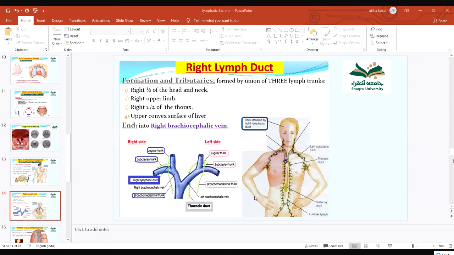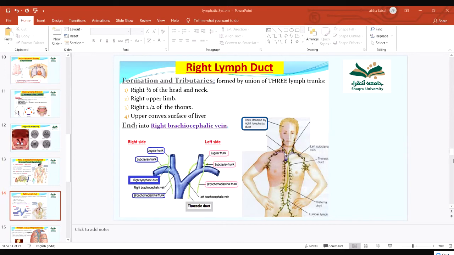The lymphatic channels from this right upper limb form the right subclavian trunk, and the lymphatics from the right side of your face and right side of the neck form the right jugular trunk. This right jugular trunk and right subclavian trunk both unite to form the right lymphatic duct.